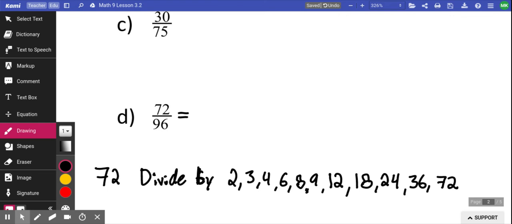Divide by 24. Hold up. We're not at that part yet. I mean, it does, but we're not at that part yet. It's a perfect number. Regardless, we're not at that point right now.